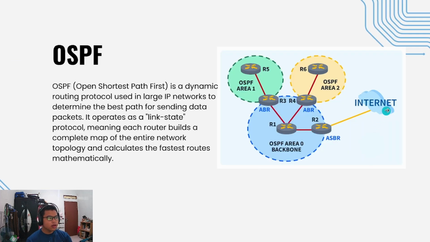Next up, there is OSPF, or Open Shortest Path First. It is a dynamic routing protocol used in large IP networks to determine the best path for sending data packets. It operates as a link state protocol, meaning each router builds a complete map of the entire network topology and calculates the fastest routes mathematically.